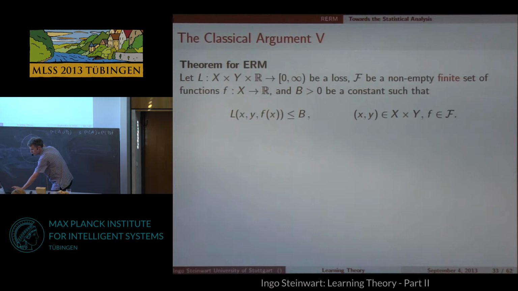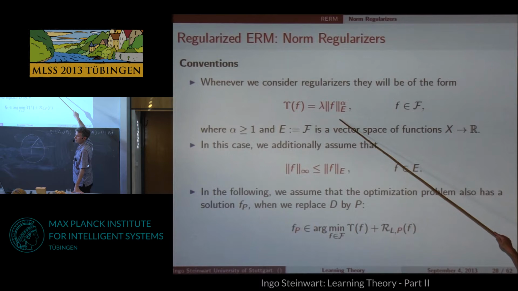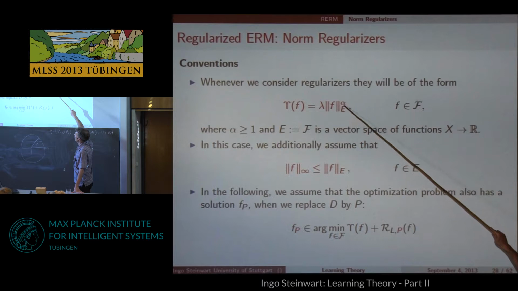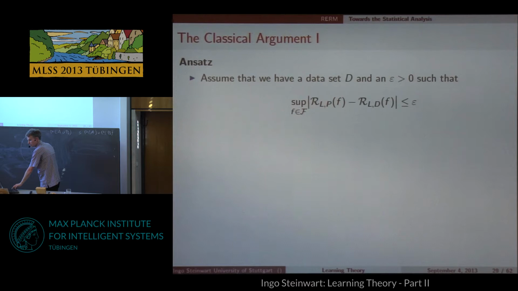So we considered regularizers of this form here. For example, for the lasso, alpha would be 1. For ridge regression, alpha would be 2. For support vector machines, alpha would be 2. It's a value which just depends on the algorithm we consider. I should have drawn that.